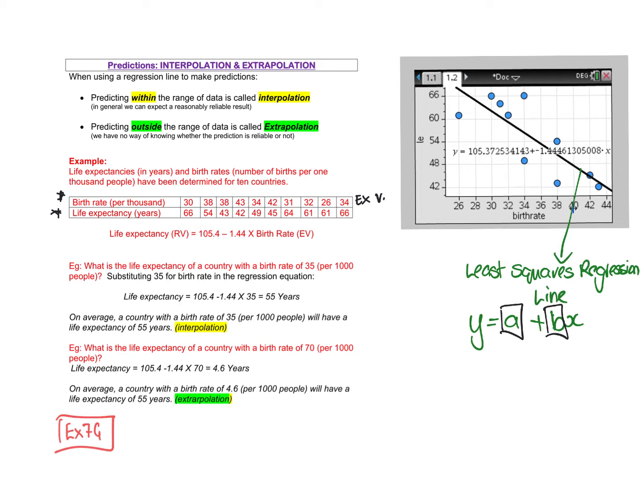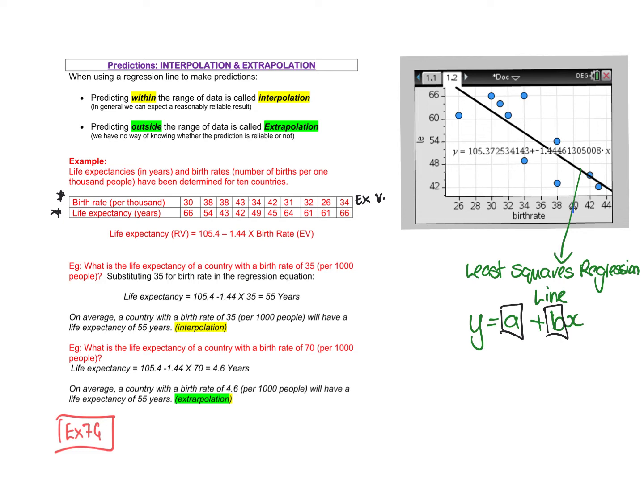If you look at that scatter plot, what type of relationship is it? Is it positive or negative? Yes, this one is negative. So when you have a country with a high birth rate, what would you expect their life expectancy to be? Do they live longer or shorter? Shorter, that's right. A high birth rate has lower life expectancies.